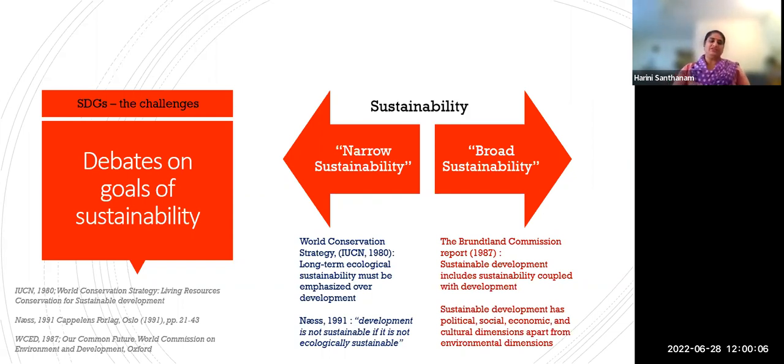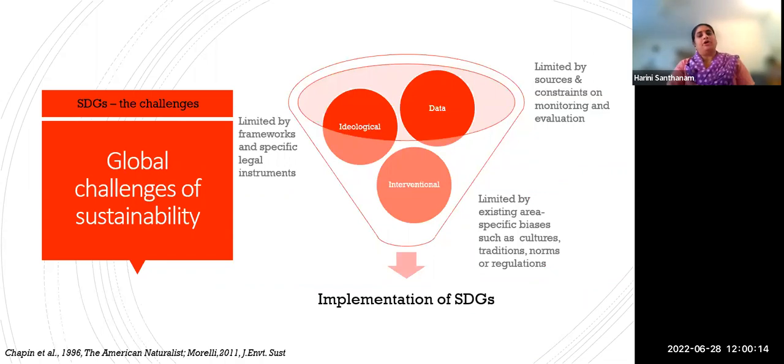So now we have understood there are debates on the nature of sustainability itself, and there are debates on the goals of sustainability. So moving on, let us now attempt to define what are the challenges in face of this discussion that we have had right now. Okay, so in face of this discussion, we can say that the sustainable development that we want to achieve is limited in three different ways: by data, by ideology, and by intervention.